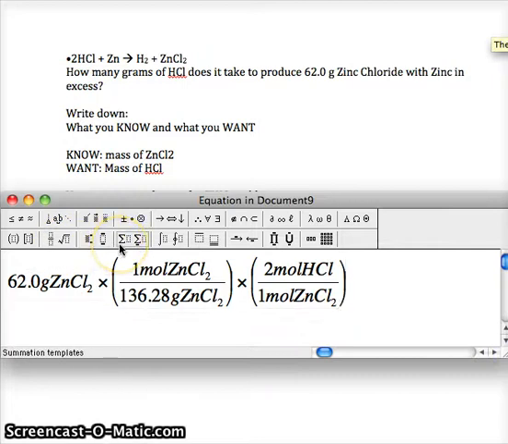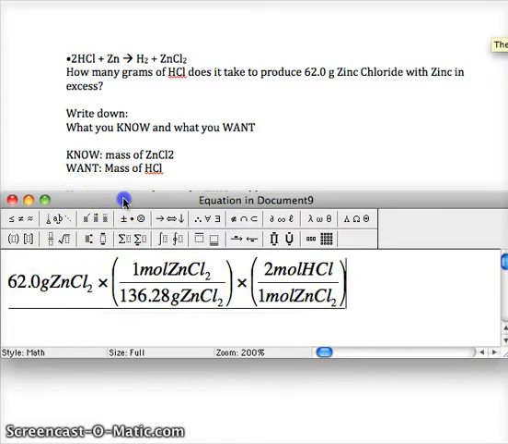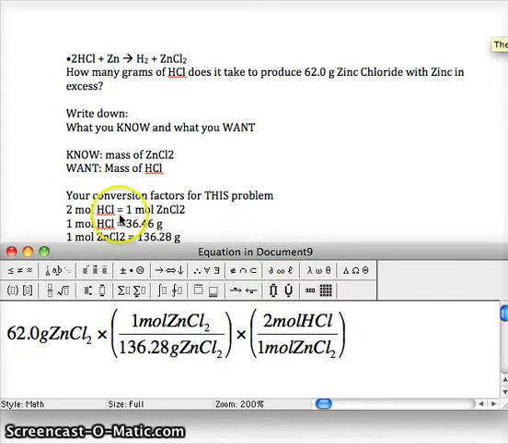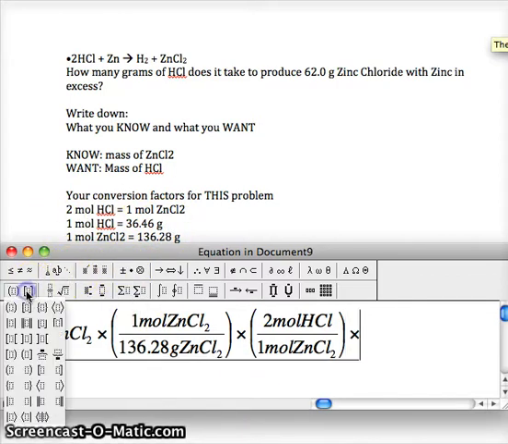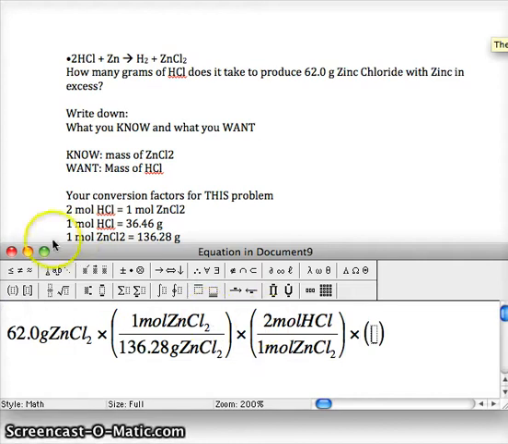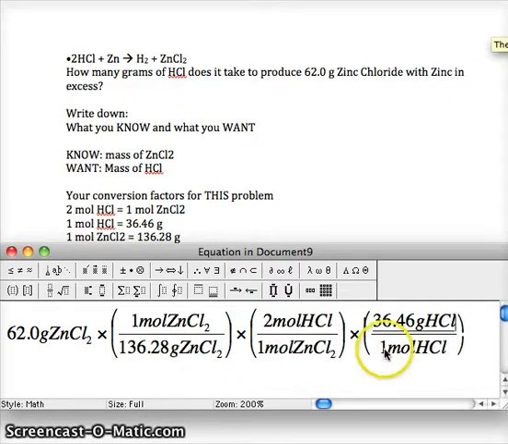So we're now in moles of hydrochloric acid. So you want to go to grams of hydrochloric acid, and there's our conversion right there. So we multiply this times 1 mole HCl, that's in the denominator, and that's 36.46 grams HCl. And that's it.